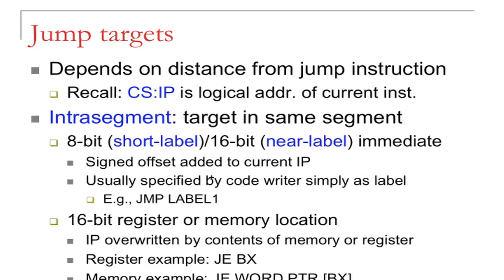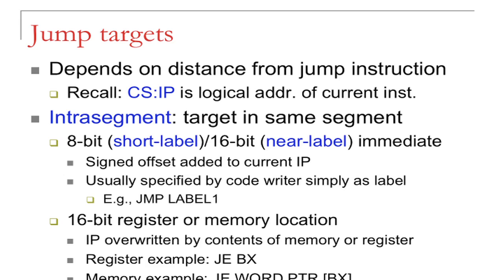Jump targets. A target depends on the distance from the jump instruction itself. Remember that we talked about the code segment and IP, the instruction pointer. CS:IP, this combination, is actually the logical address of the current instruction. The microprocessor always uses the CS and IP to fetch the instruction, execute it, and then go to the next one. So the code segment, CS, is an important concept because that's where we're going to start, by defining intrasegment and intersegment.